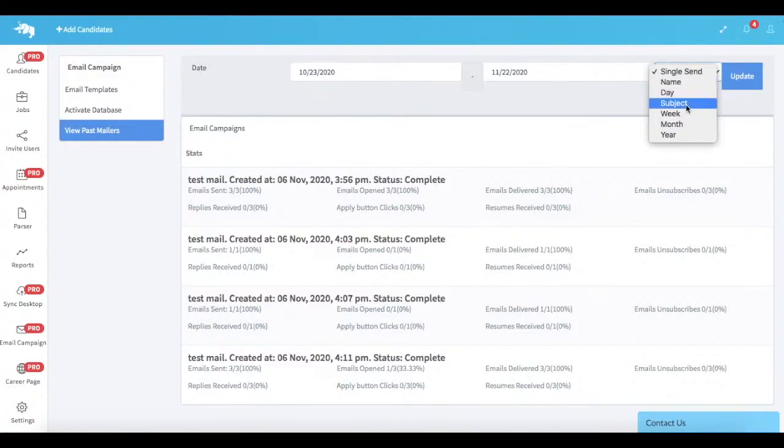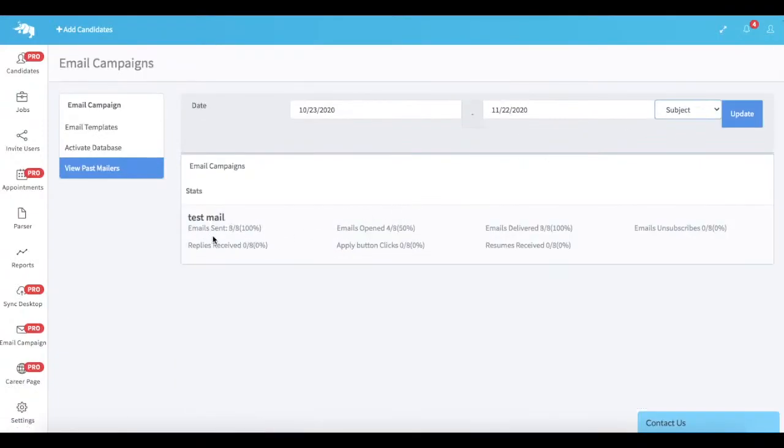So if I select by subject, it shows me how effective this subject was. So it shows me how many emails were sent by this subject, how many were opened, how many were unsubscribed, and how many resumes were received, and so on. So I can even test the effectiveness of campaigns by all these criteria. So that is the statistics feature for email campaigns.